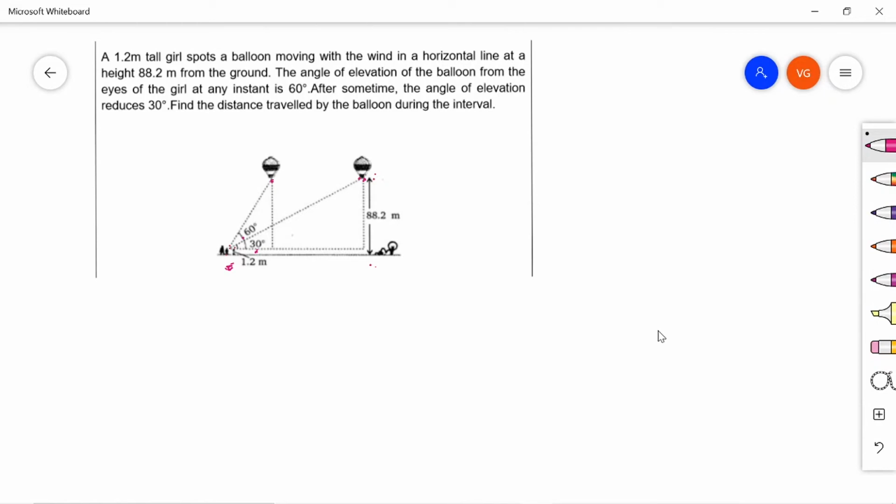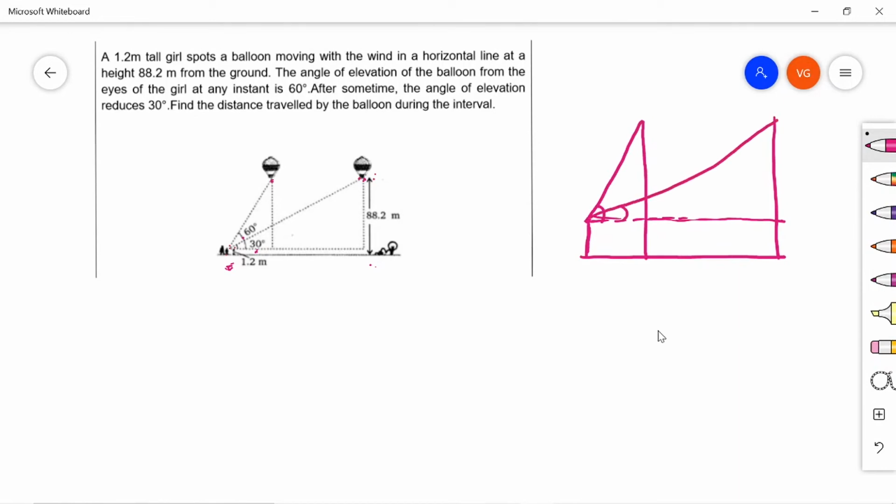So let us redraw this picture. Suppose the girl's height is this much here, and from here she observed the balloon the first time and the second time. The first time she observed it at an angle of 60 degrees. Later she observed it at an angle of 30 degrees. So this is 30 degrees and this is 60 degrees. Let us mark the points, say A, B, C, E, whatever you like.